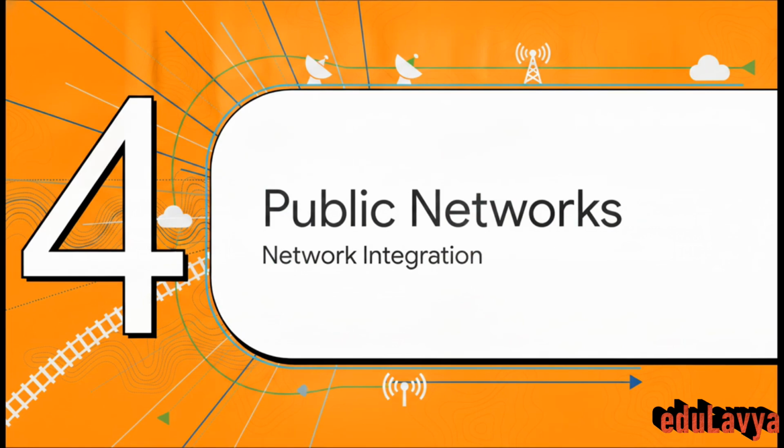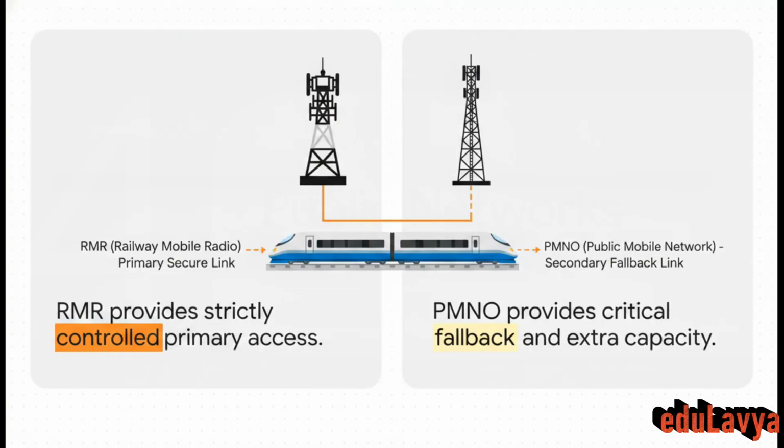Next up is Section 4. Integrating public mobile networks. Now, relying strictly on dedicated railway-owned infrastructure, or RMR, isn't always feasible, right? That's exactly why we integrate public mobile networks into the mix. By intelligently roaming onto a public mobile network operator, or PMNO, the gateway can actively split traffic or fail over instantly if needed. This gives the train a totally critical fallback layer and some much-needed extra capacity to ensure resilience.